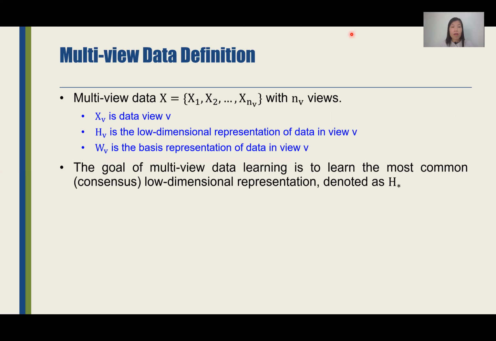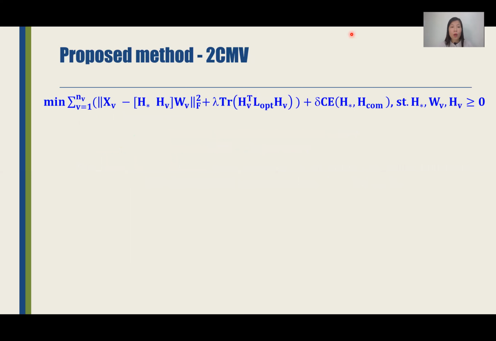Before we go into detail of the proposed method, let's have a look at the multi-view data definition. We are given a multi-view data with NV views. SV is the data on view V. We would like to learn HV and WV, which are the low dimensional representation and the basis representation of data in view V. The goal of multi-view data learning is to learn the most common low dimensional representation denoted as H star. This is the objective function of the proposed 2CMV method.